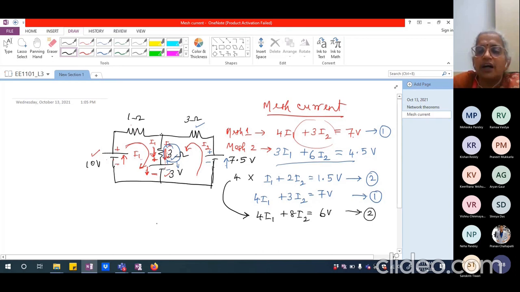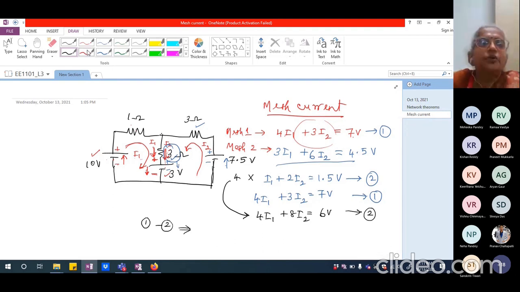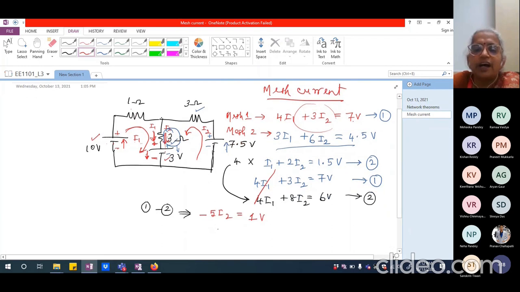Now I can say 1 minus 2, I can calculate how much it is. I1 will get cancelled. So I will have 3I2 minus 8I2, that is minus 5I2 equal to how much? 7 minus 6, that is 1 volt. So I'm going to have I2 equal to minus 1 by 5, which is 0.2 ampere.